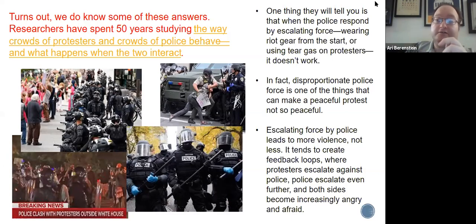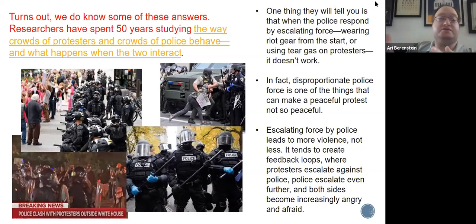So this kind of escalating force really only created more escalating force on either side. In fact, disproportionate police force is one of the things that can make a peaceful protest not so peaceful. Escalating force by police leads to more violence, not less. It tends to create feedback loops, which I was just talking about, where protesters escalate against police, police escalate even further, and both sides become increasingly angry and afraid.